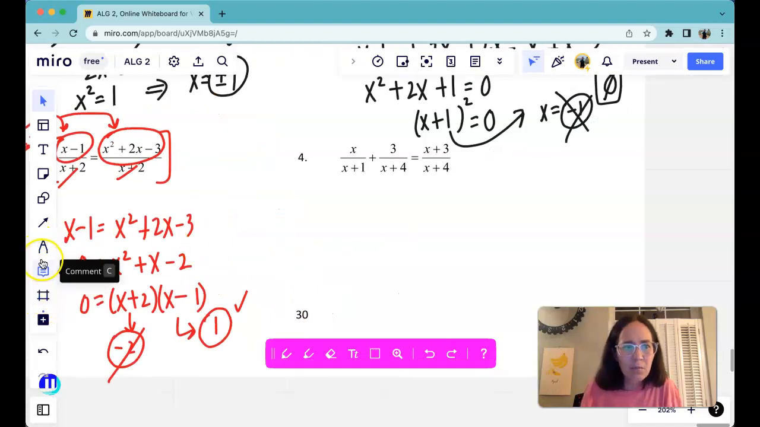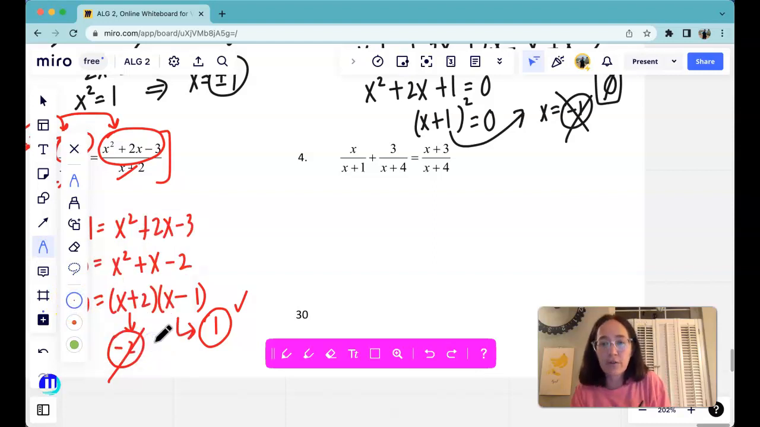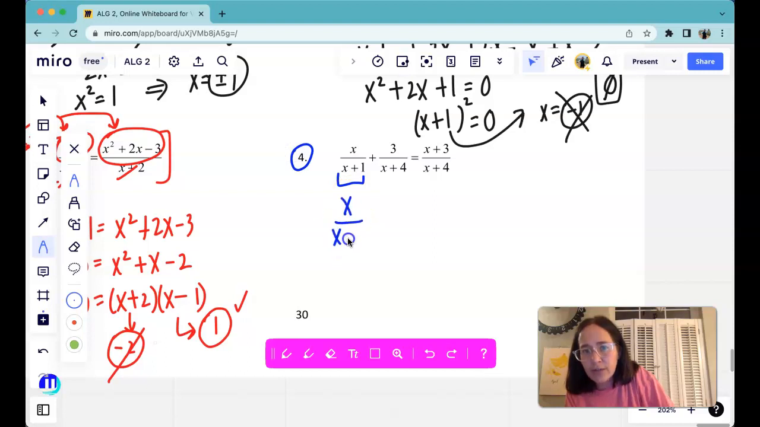I noticed those x plus 4's happen twice. So if we want to do ourselves a favor and not write this as 3 different expressions, there's a shortcut for number 4. I'll star this one. We can leave this expression on the left side, because this is the one that's over x plus 1. On the right side, why don't we move the 2 fractions that have x plus 4's as the denominators to the same side of the equation?